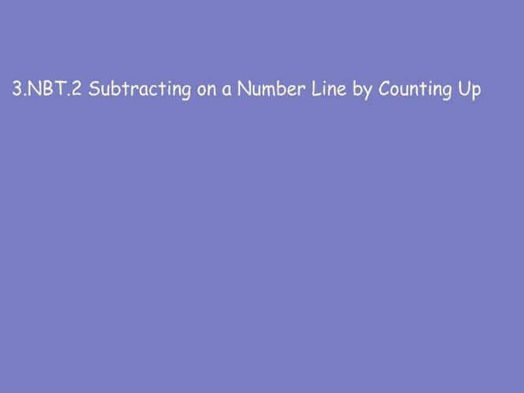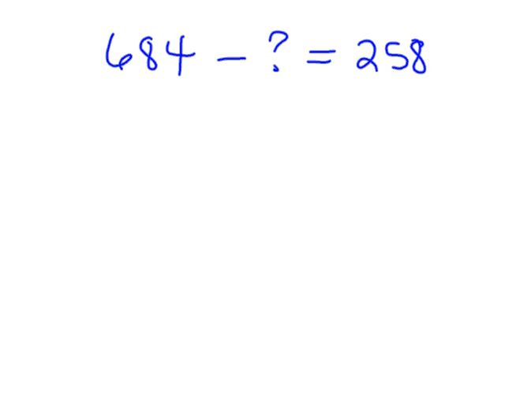Let's subtract on a number line by using the strategy of counting up. So let's go back to our fish tank store, our fish store, and we notice that they did their inventory and they have 684 fish. And they sell a bunch of fish because they had a sale, and now they have 258 fish left in the fish tanks.